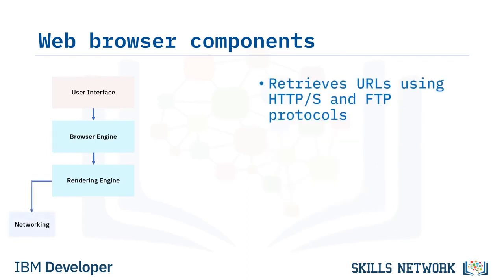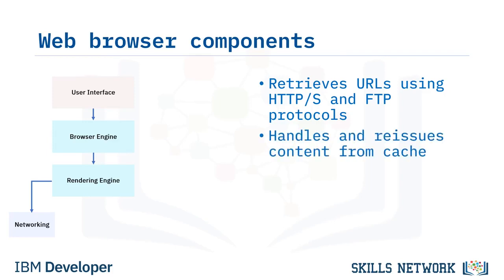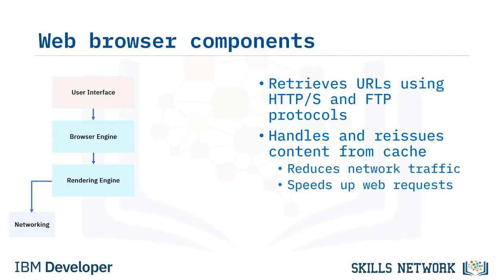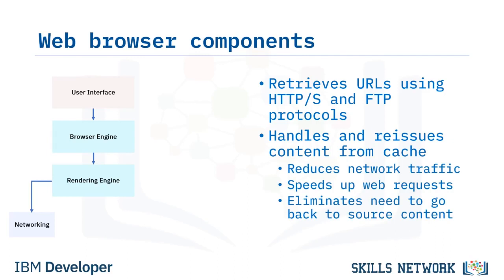The networking component retrieves the entered URLs by using Internet Communication Protocols, namely Hypertext Transfer Protocol, or HTTP, and File Transfer Protocol, or FTP. This component is also responsible for handling a cache of recently retrieved content, which it can reissue when requested. This reduces network traffic by eliminating the need to constantly retrieve files from a web source that have been previously retrieved and have not changed since the last retrieval instance.